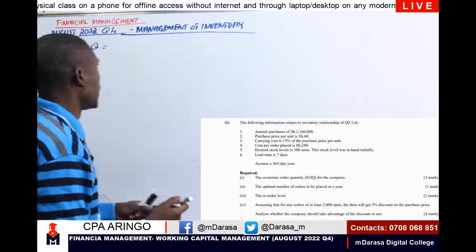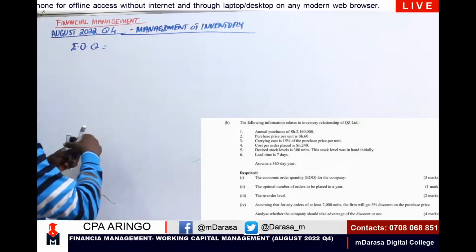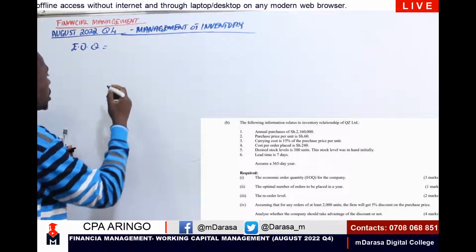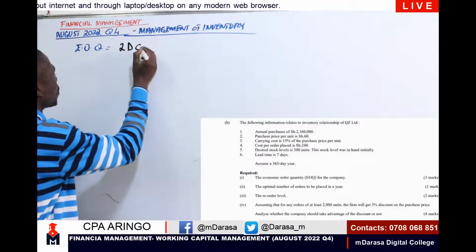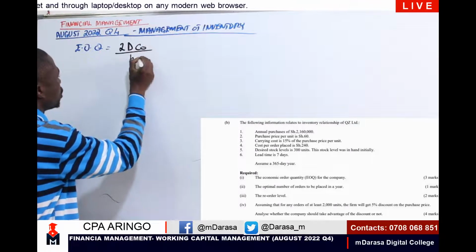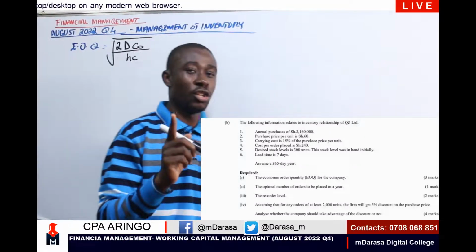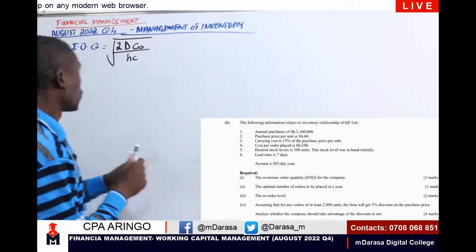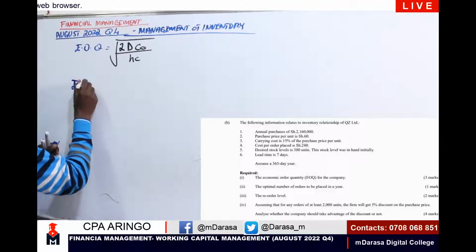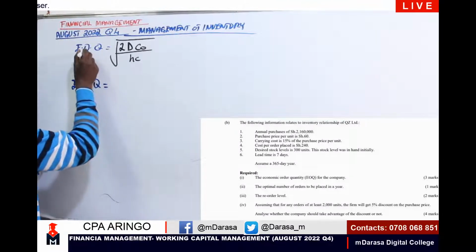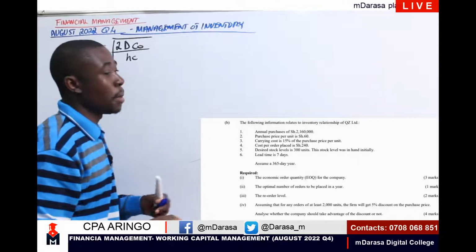To determine our EOQ, you should always recall this formula: the square root of 2 times demand times cost per order, divided by HC. We should not forget to take the square root. That is EOQ. What about economic batch quantity? In the event that you are requested to work out economic batch quantity, remember in the first case you are ordering. For batch quantity, we will be producing.